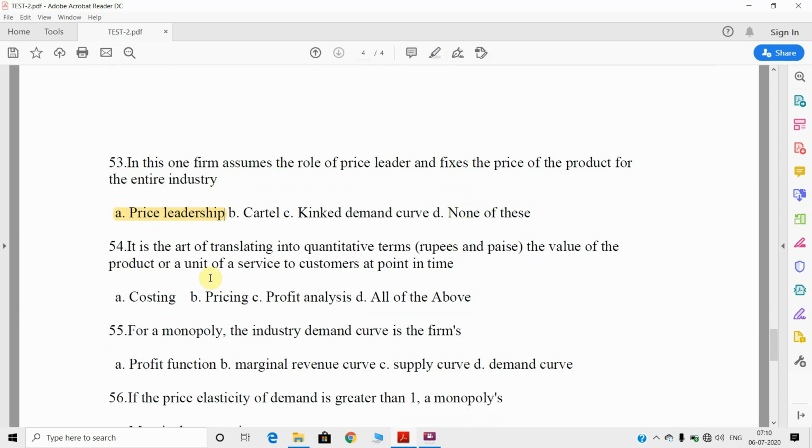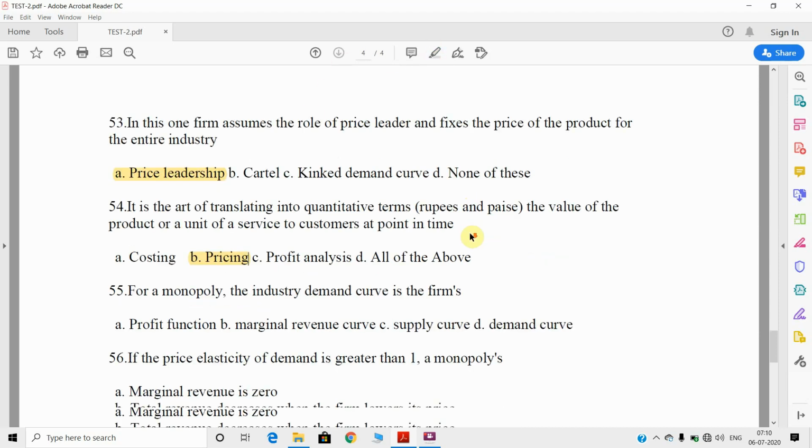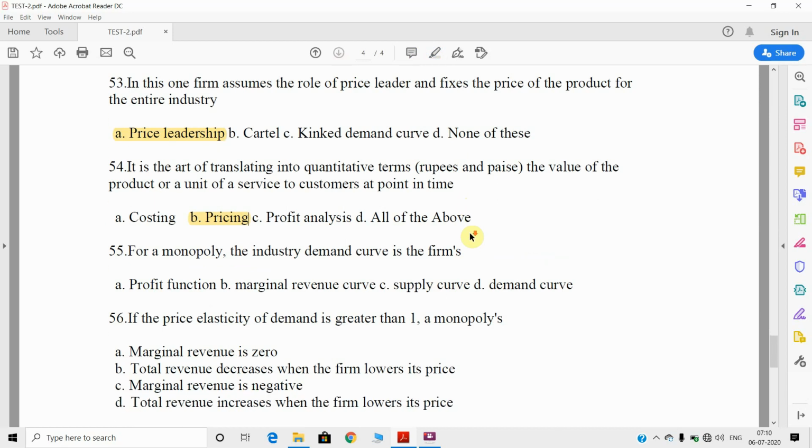54: it is the art of translating into quantitative terms, rupees and paise, the value of a product or unit of service to the consumer. That is called pricing. That means we can predict the value of that product. Next, 55: for a monopoly, the industry demand curve is the firm's demand curve, which is downward sloping from left to right.